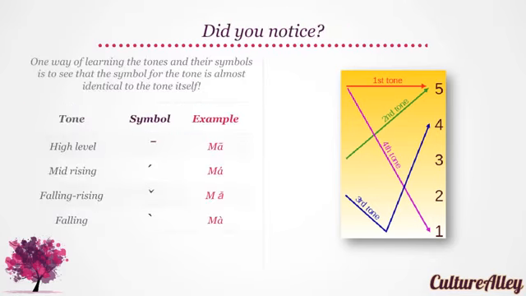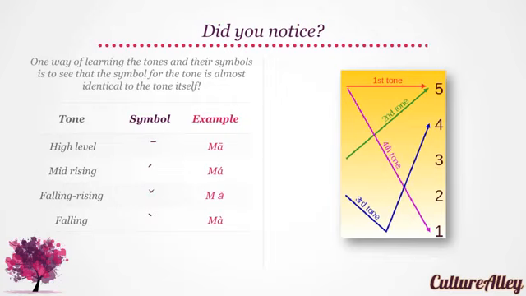You will notice that the tones and the symbols used to identify them are symbolic. We can use this to our advantage and read the tone by simply looking at the symbol. Let's take a look at the table below. See that the high level tone is a high bar?